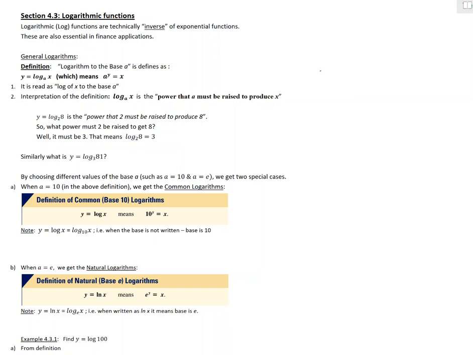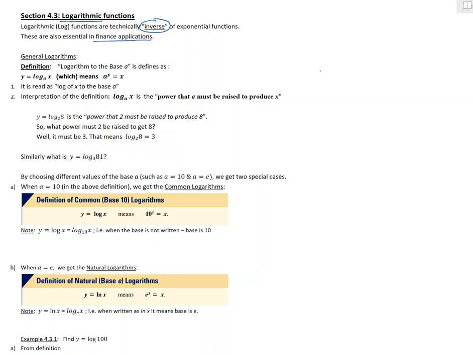Okay, we are going to start on section 4.3 on log functions. Now, log functions technically are inverse of exponential functions. These functions are essential for finance applications and its use would be evident very soon.